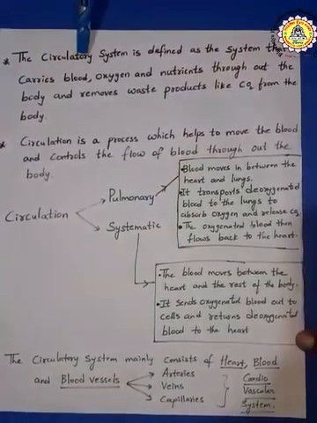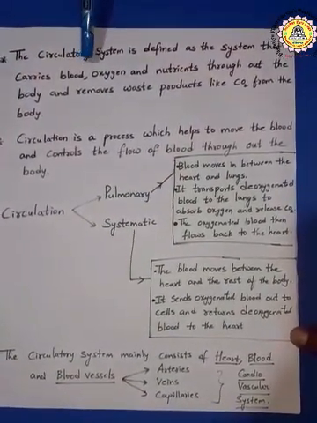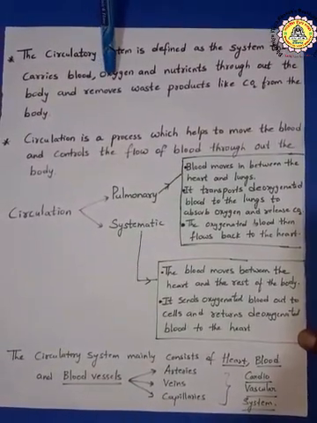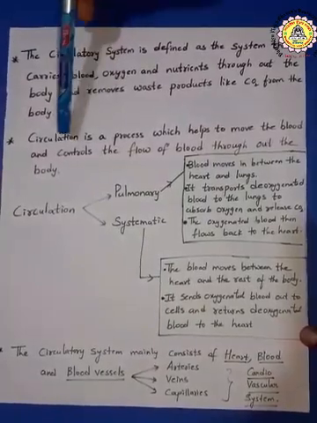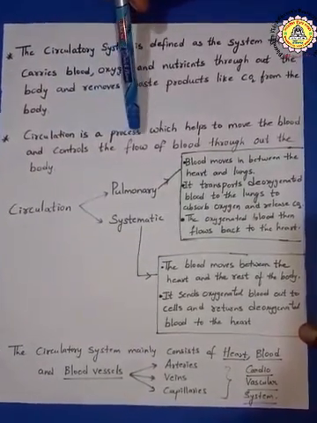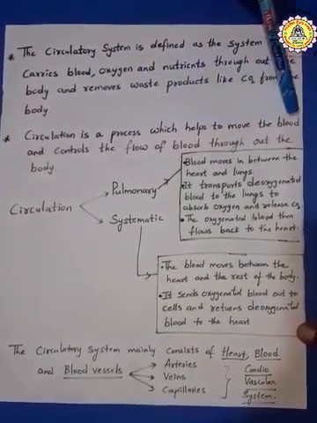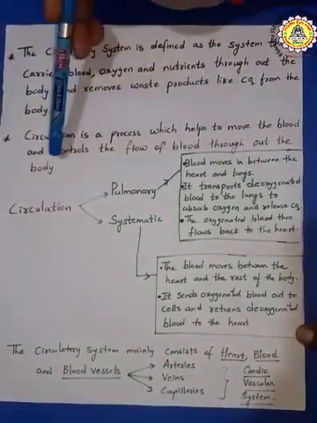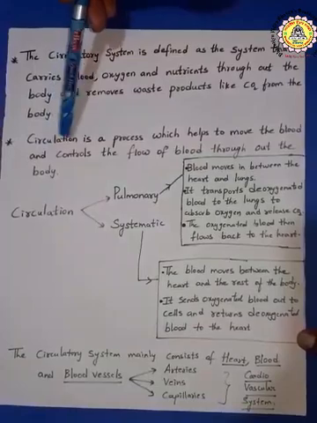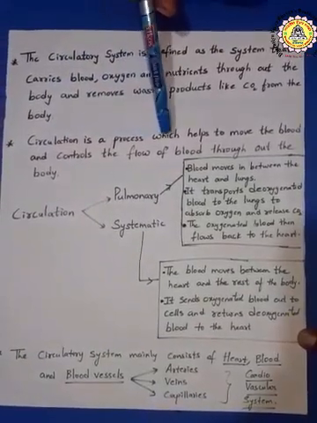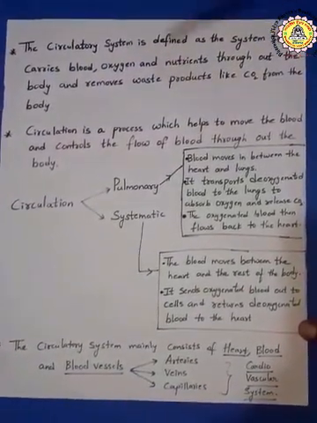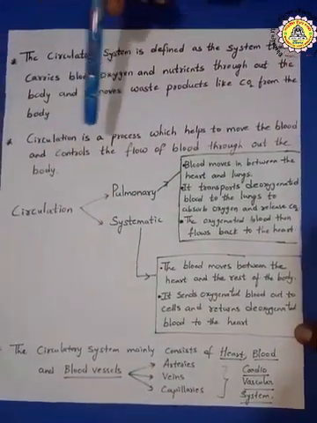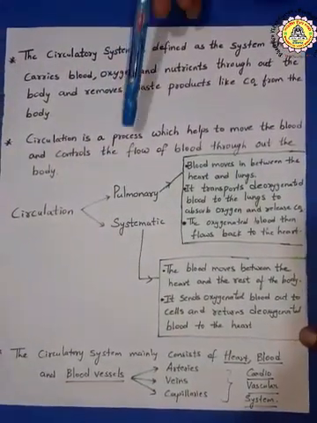The main process involved in the circulatory system is circulation. Now we should know what circulation is. Circulation is a process which helps to move the blood and controls the flow of blood throughout the body. This is the process involved in the circulatory system.